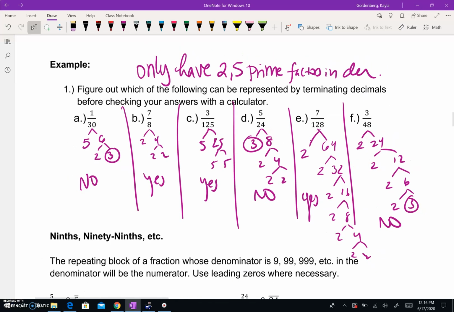Notice we're just looking if we only have 2 and 5 being the prime factors that make up the denominators. So what I've done is I've done my factor trees down below just to show you what they look like, and I've generally just circled if I find a number that is not allowed.